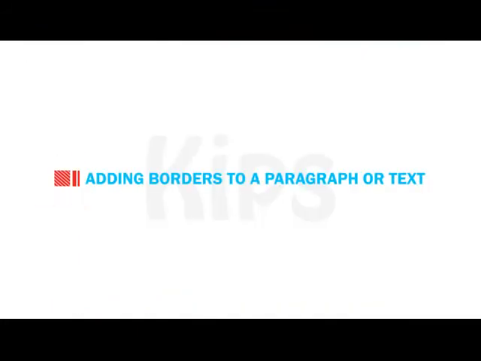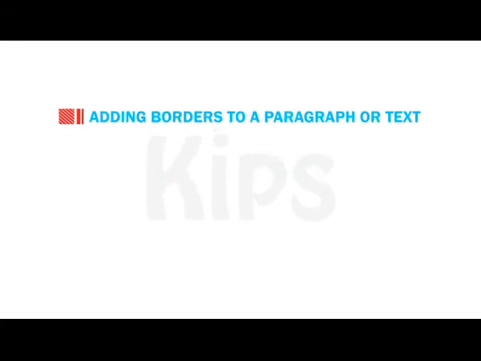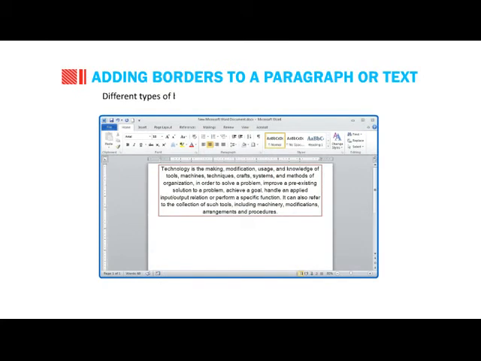Students, first let me tell you how to add borders to a paragraph or text. Different types of borders can be easily applied to paragraphs in Word. The borders can be added to any or all sides of a paragraph. A drop shadow effect can also be created, providing almost a three-dimensional appearance. The following steps must be followed in order to add borders to a paragraph.